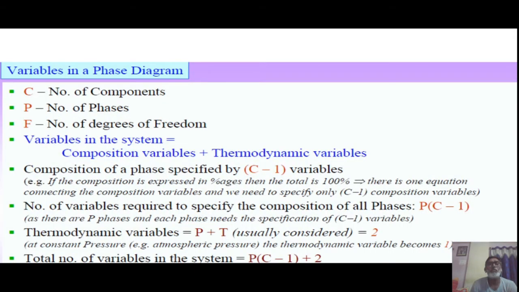The variables on the phase diagram are C, the number of components, P, the number of phases, and F, the degrees of freedom. Based on the Gibbs equation, we observe that P plus F equals C plus 2. These are the variables. This is the Gibbs phase rule.